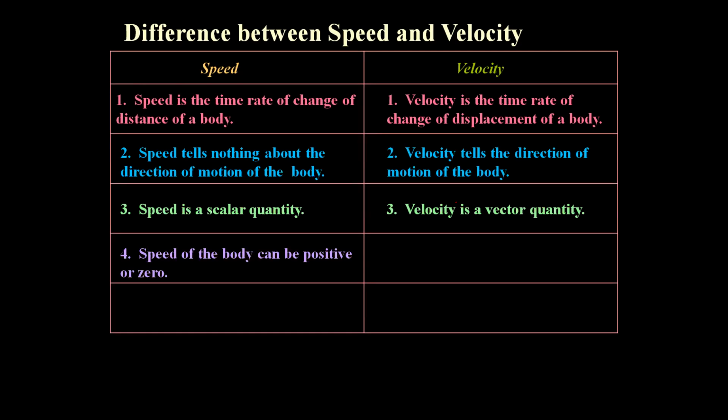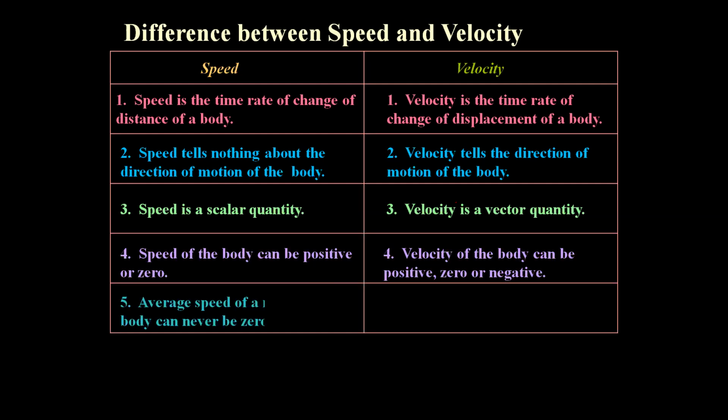Now, what is the next difference? Speed can be positive or zero, whereas negative velocity is also possible. In speed, we don't use the negative term, but in velocity, we use positive, zero, or negative. The next difference is that the average speed of a moving body can never be zero, whereas average velocity can be zero. Can you say at what time?